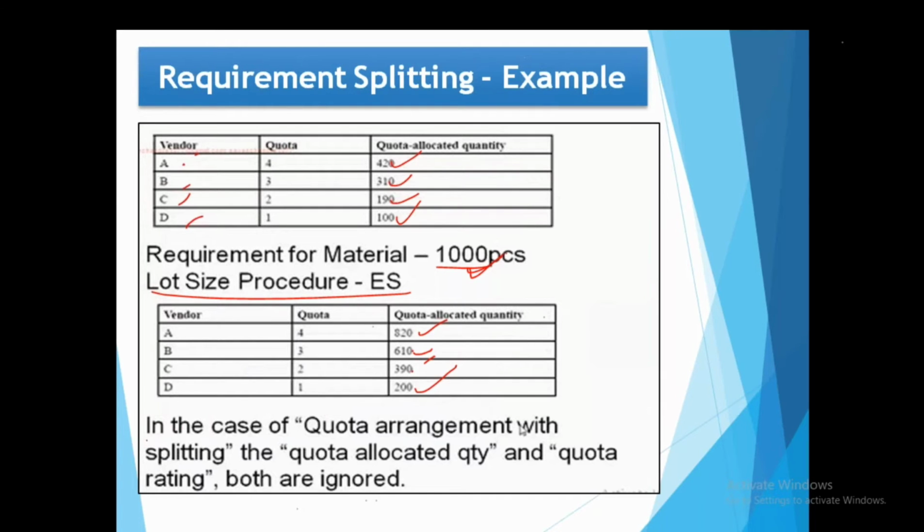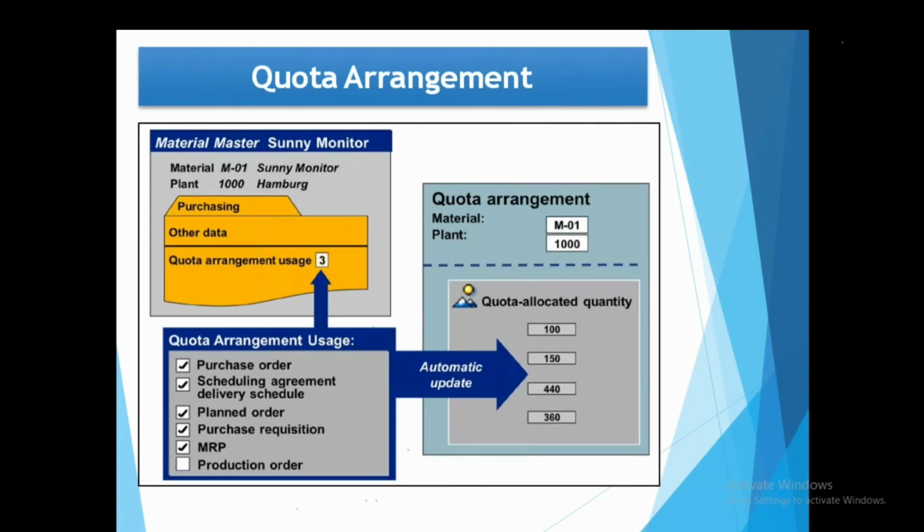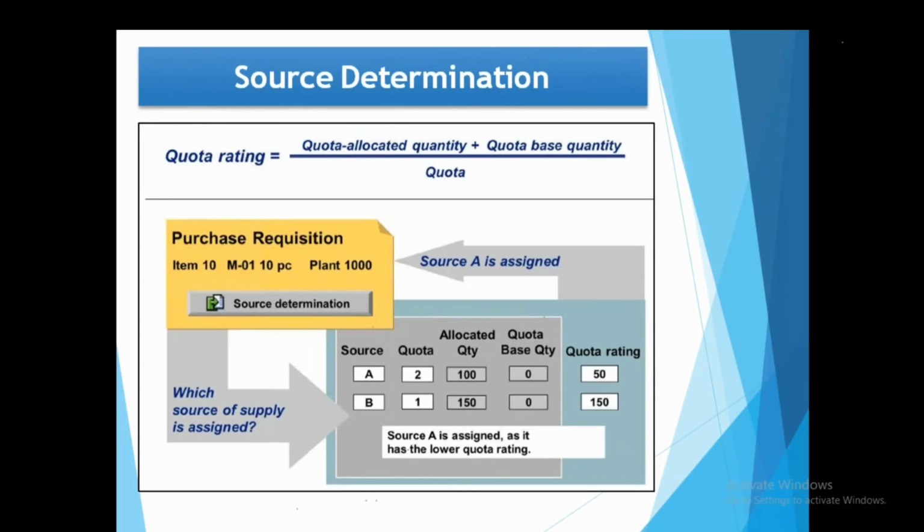accordingly. So in case you use quota arrangement with splitting, the system will ignore the quota allocated quantity, and this quota rating also the system will ignore. That time this formula will not work. When you are using quota arrangement with splitting in the MRP, this formula will not work. Okay, so that is the meaning of it.